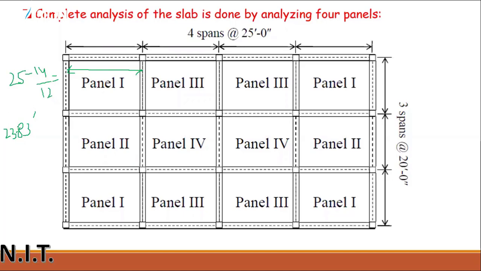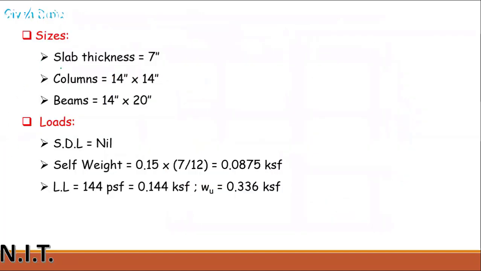Clear? Did you understand this step? The slab thickness is 7 inches, which is given in the question. Column size is 14 by 14 and beam size is 14 by 20 inches. Superimposed dead load is not available, so it is nil, equal to 0. Self weight of the slab can be calculated by the unit weight of the concrete multiplied by the thickness of the slab, which is 7 inch. That gives you the dead load of this slab. Live load is 144 pounds per square feet, which is equal to 0.144 kilopounds per square feet.